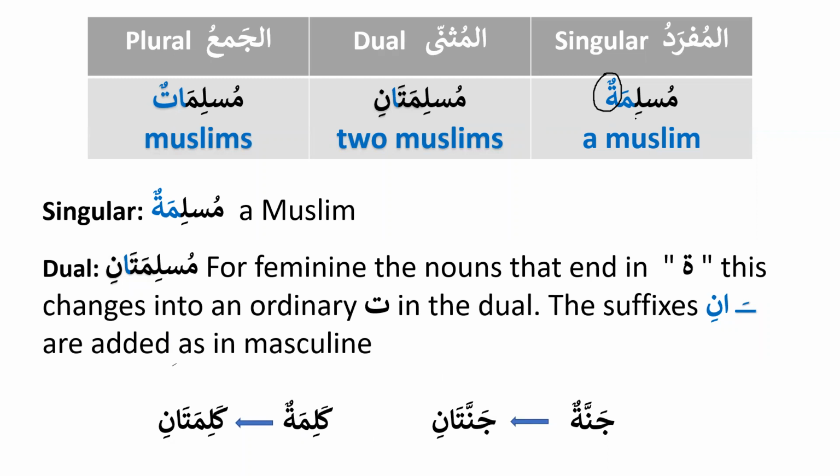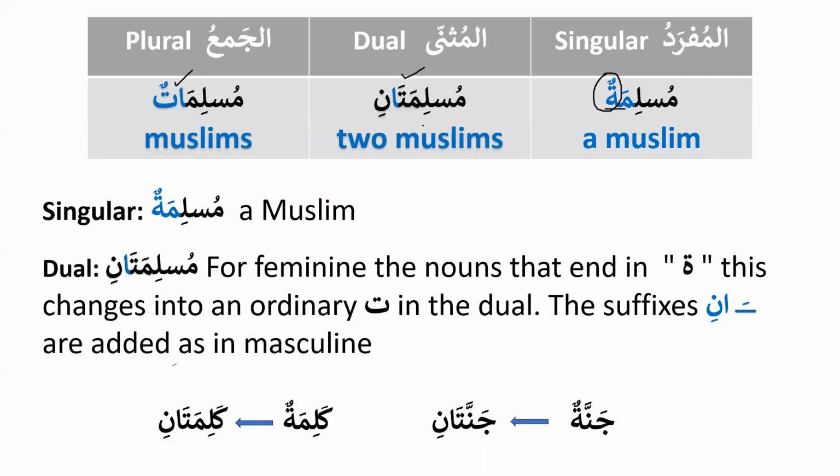So muslimatun is similar to what we discussed about the masculine, but since we have a ta marbuta over here, I will give you a very easy hint that will make your life easier: this ta will be carried over in the dual and it will also be carried over in the plural. Very simple and easy to memorize. This ta marbuta will be carried over in the dual and in the plural as well. So here we have muslimatun.